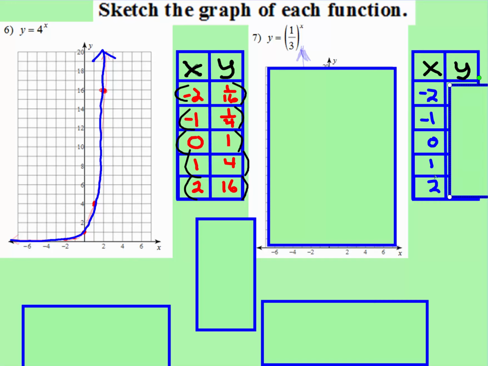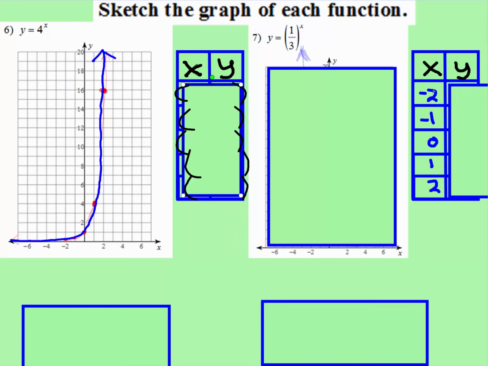I just make it easy on myself. You can pick other values, but if you pick really big numbers, you're going to have to make your graph really, really big. So again, I'm a lazy mathematician. So I'm going to pick really easy numbers for myself. And we're going to plug those values in for x.